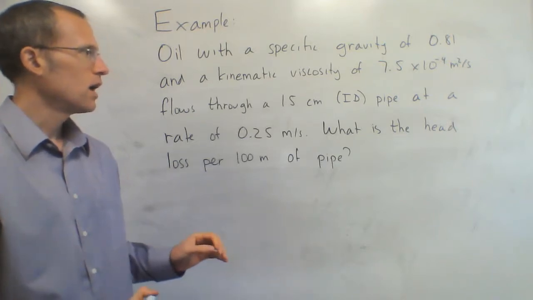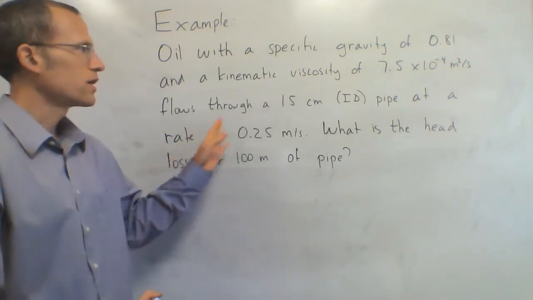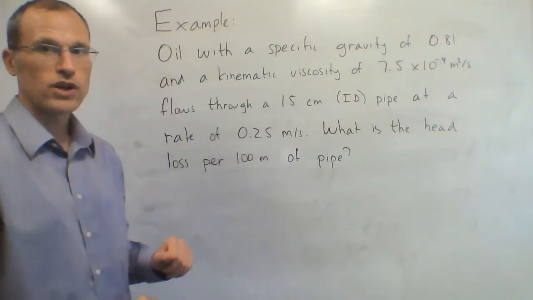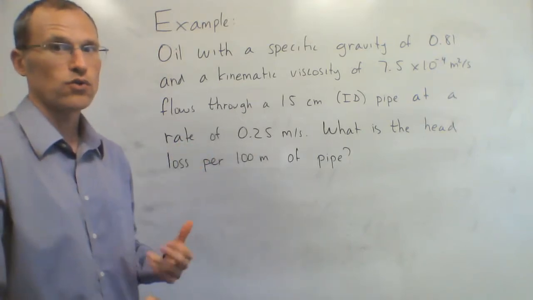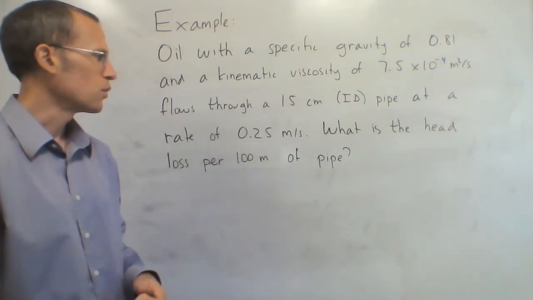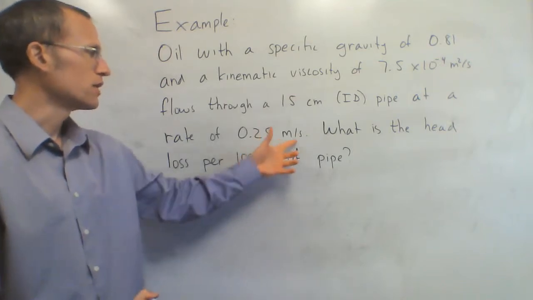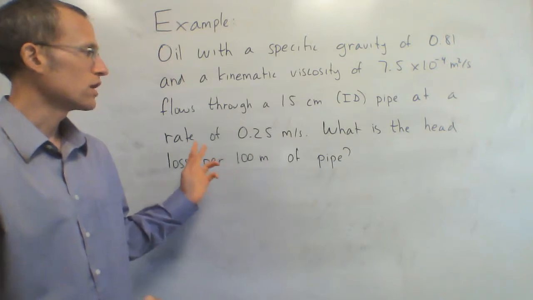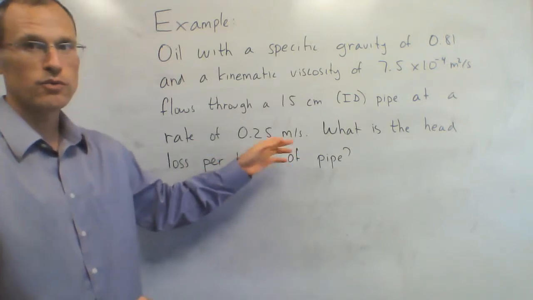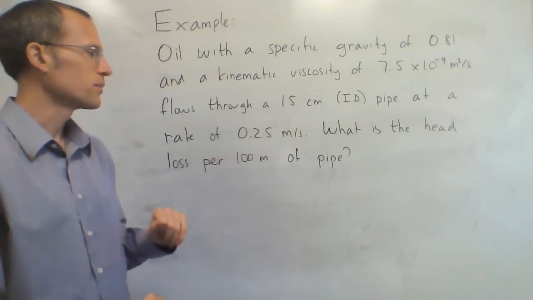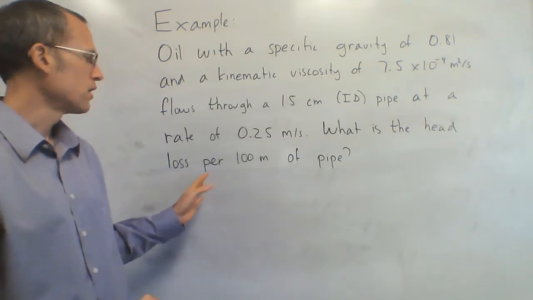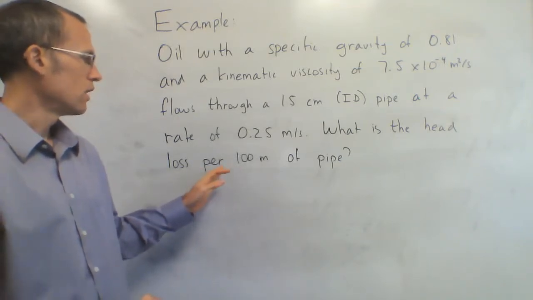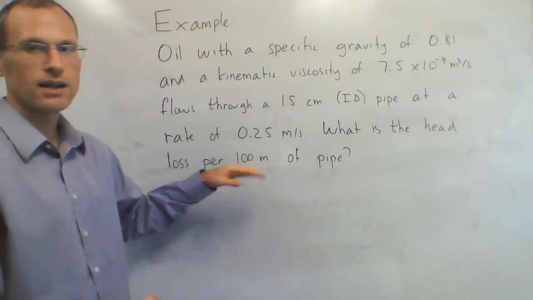So first thing, with wording, a lot of times in these you see a rate. Rate could mean either velocity or flow rate, volumetric flow rate. The way I tell is look at the units. Meters per second, that's velocity. If it's a flow rate, volumetric flow rate, it'd be meters cubed per second. So I know this is a velocity. And then head loss per 100 meters of pipe, so that's the length of my pipe.